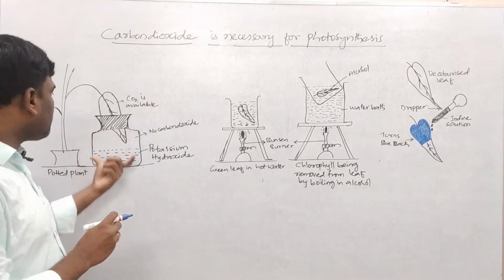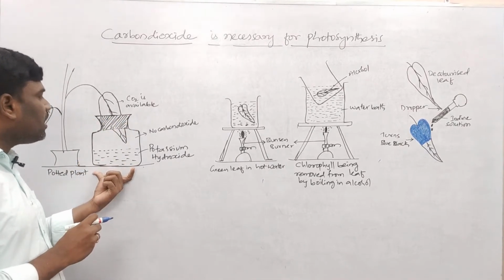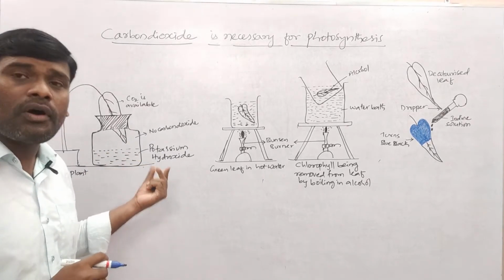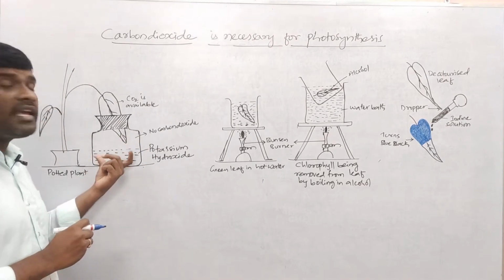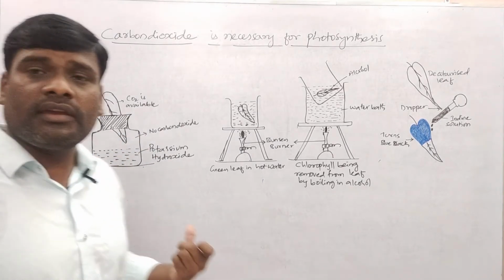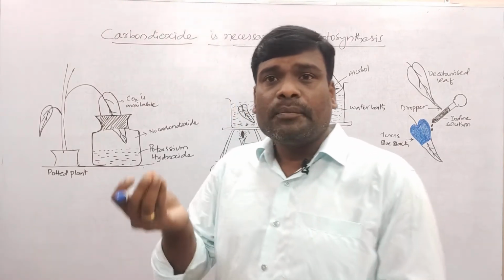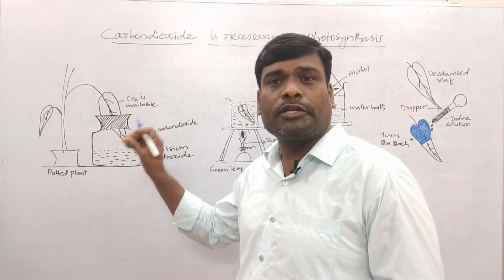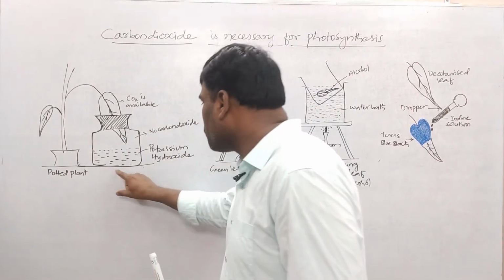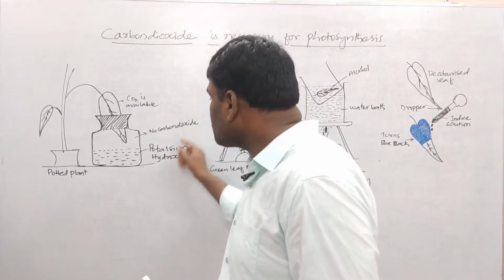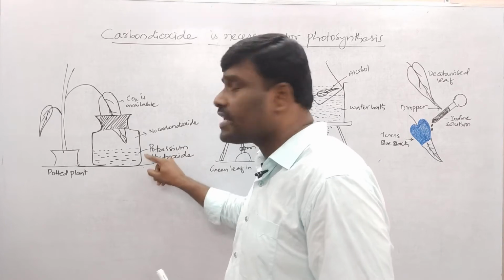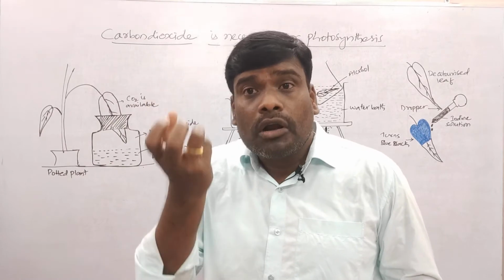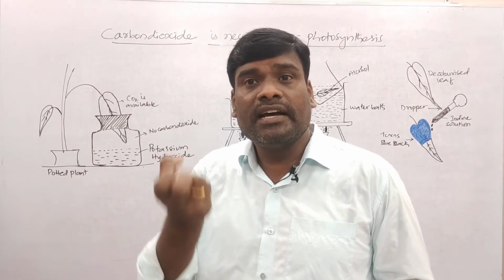You have to take a wide mouth transparent bottle and put some potassium hydroxide pellets or potassium hydroxide solution in the bottle. So you are placing the potassium hydroxide pellets or solution inside the bottle. Why are we using potassium hydroxide in this experiment? Because this potassium hydroxide will absorb the carbon dioxide which is present in the bottle.